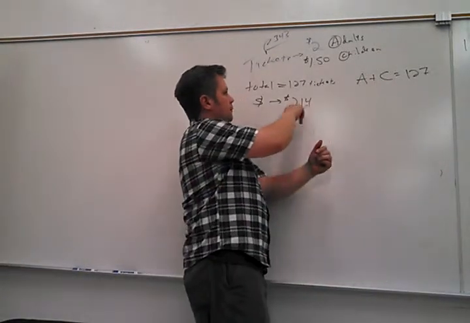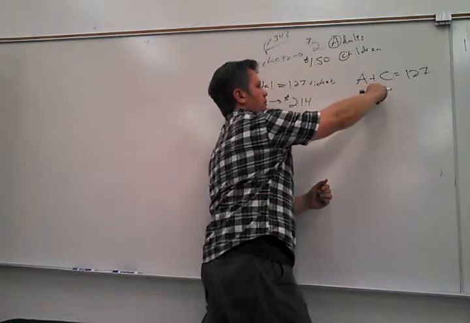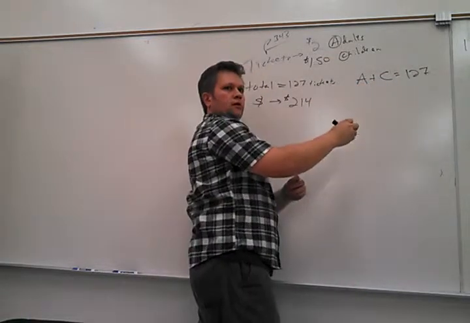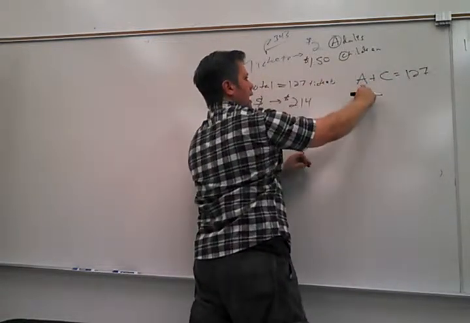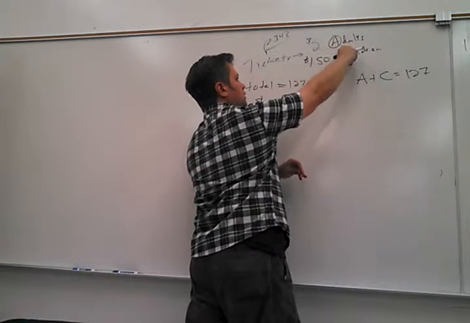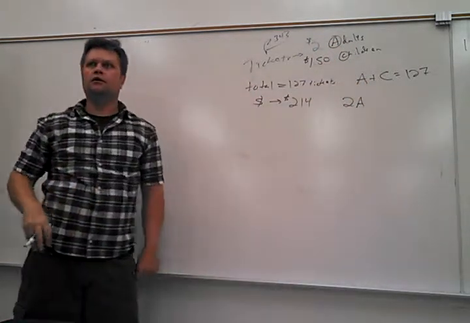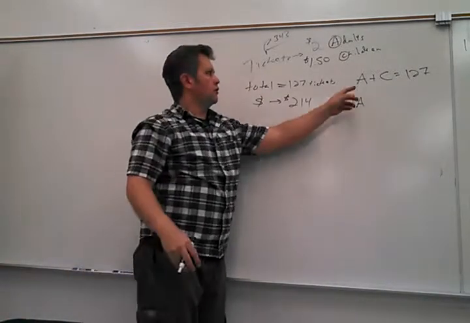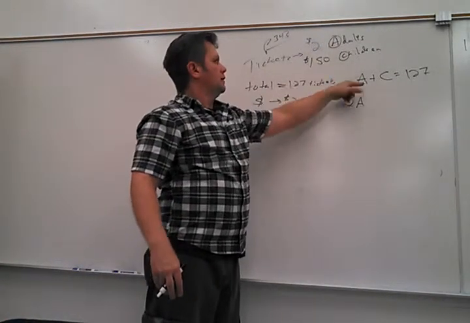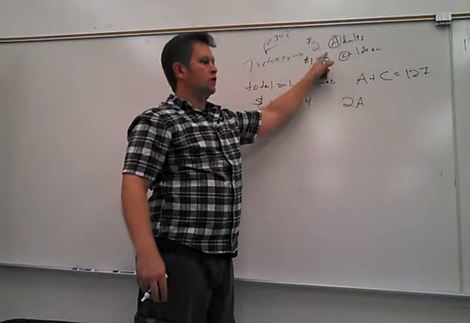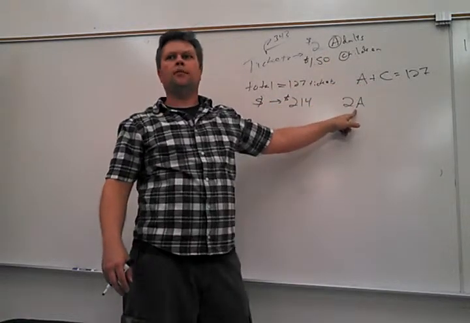And then for the money equation, I have to have money plus money equals 214. 2A. So if there were A adults and it's $2 per adult, I made 2 times A money from the adults, right? If there were 30 adults, I would have made $60. So there are A adults, I make 2A bucks.